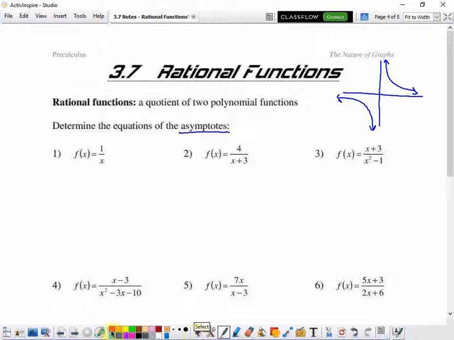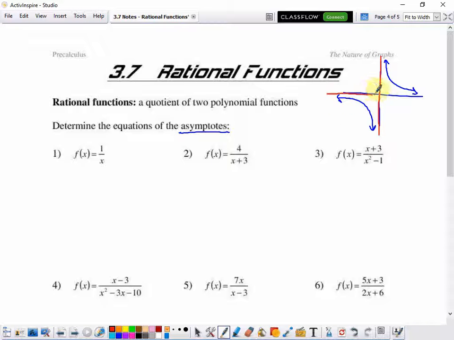An asymptote is a line that a graph of a function will get infinitely close to, but will never touch. Right here, there's a vertical line. On the top end, over here on the right, the graph is going to approach that y-axis, and on the bottom, from the left side, it's going to also approach the y-axis, but it'll never touch it. It will get infinitely close, but never touch it. That is a vertical asymptote.